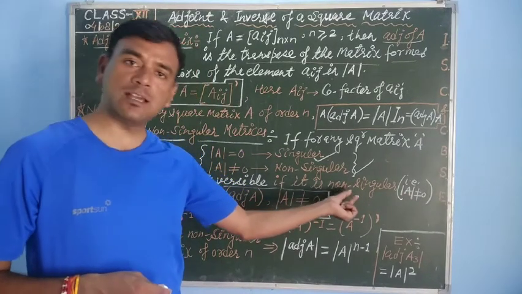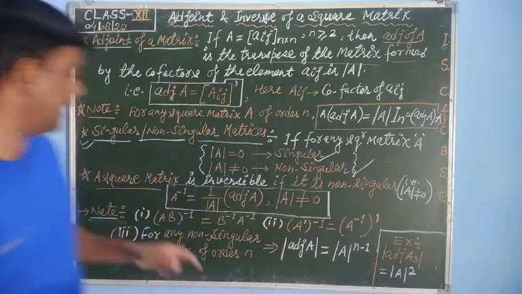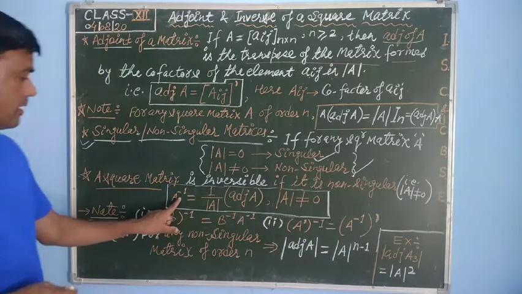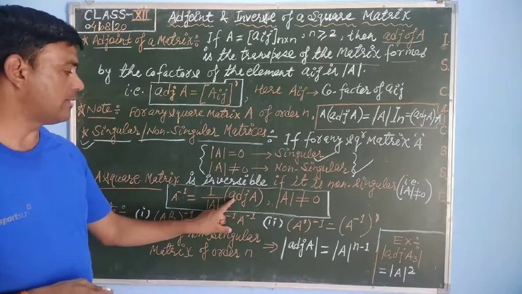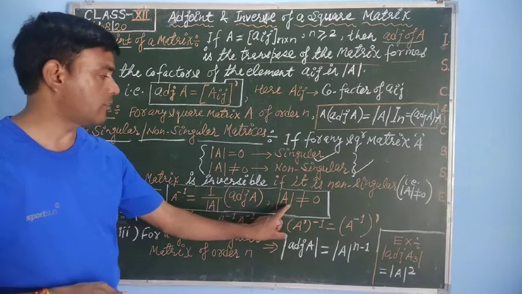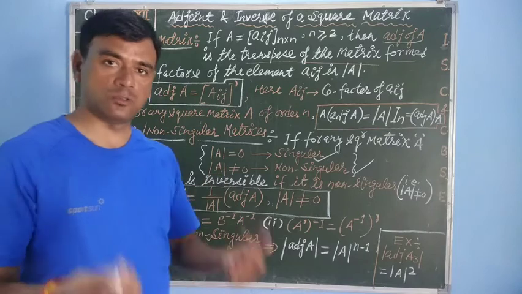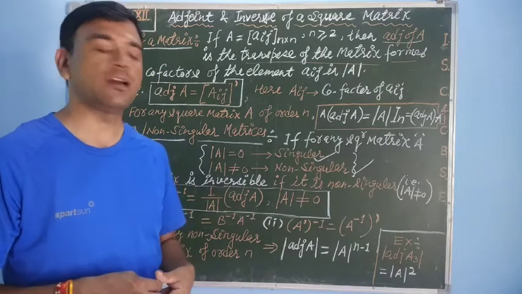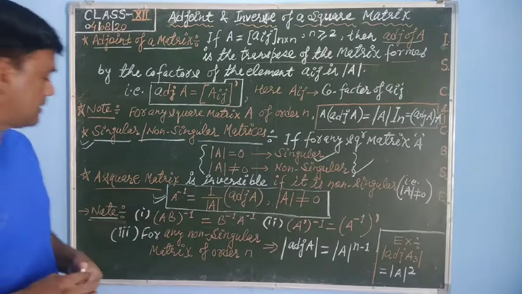And once a square matrix is non-singular, then its inverse is possible, and the formula for the inverse of that matrix will be A inverse is equal to 1 upon determinant A multiplied by the adjoint of the matrix. The condition here is that the determinant of the matrix should not be equal to 0. It means the matrix should be non-singular. Then in that condition we can find its inverse. This is very important from your examination point of view. This may be asked in your exam.